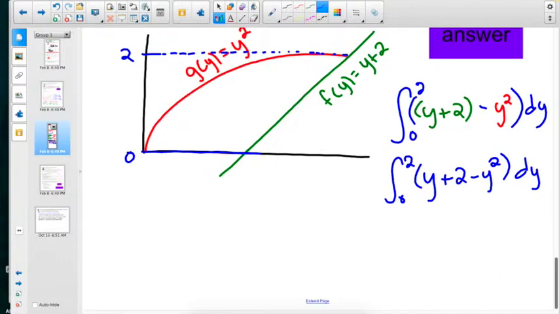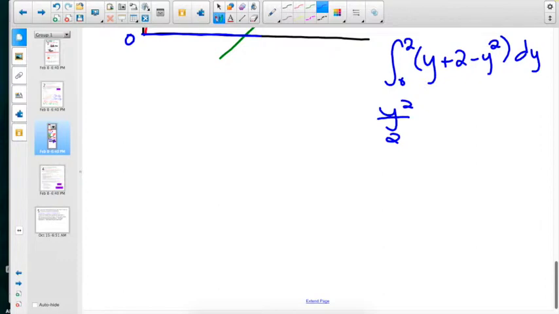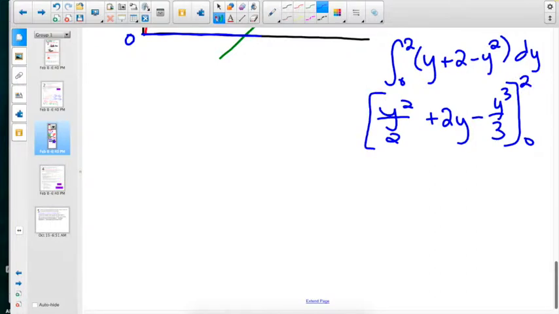So what's the antiderivative of y? Just y squared? Well, times, yep, divided by 2. What's the antiderivative of 2? 2y. What's the antiderivative of y squared? Y to the 3rd over 3, just like we would do with our x's. Between 0 and 2. Is plugging in a 2 now not a big deal?